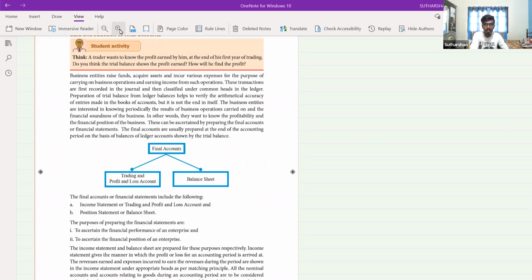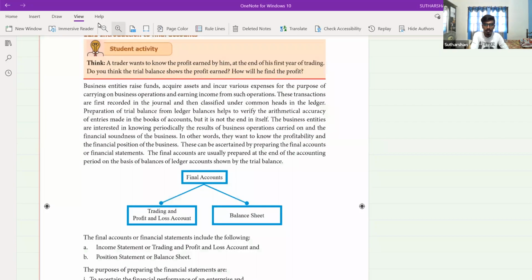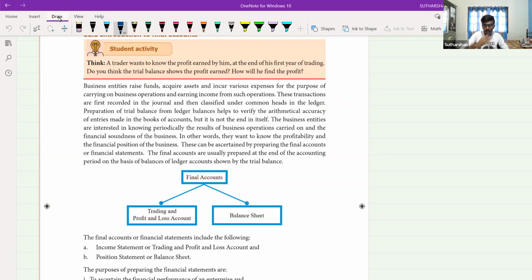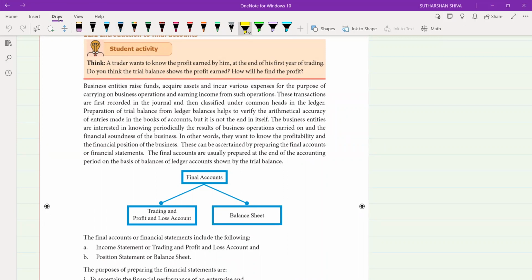Let's start reading the paragraph, and by reading the paragraph, I will explain the concepts. Now, Snega, read the first paragraph. Business entities raise funds, acquire assets, and incur various expenses for the purpose of carrying on business operations and earning income from such operations.